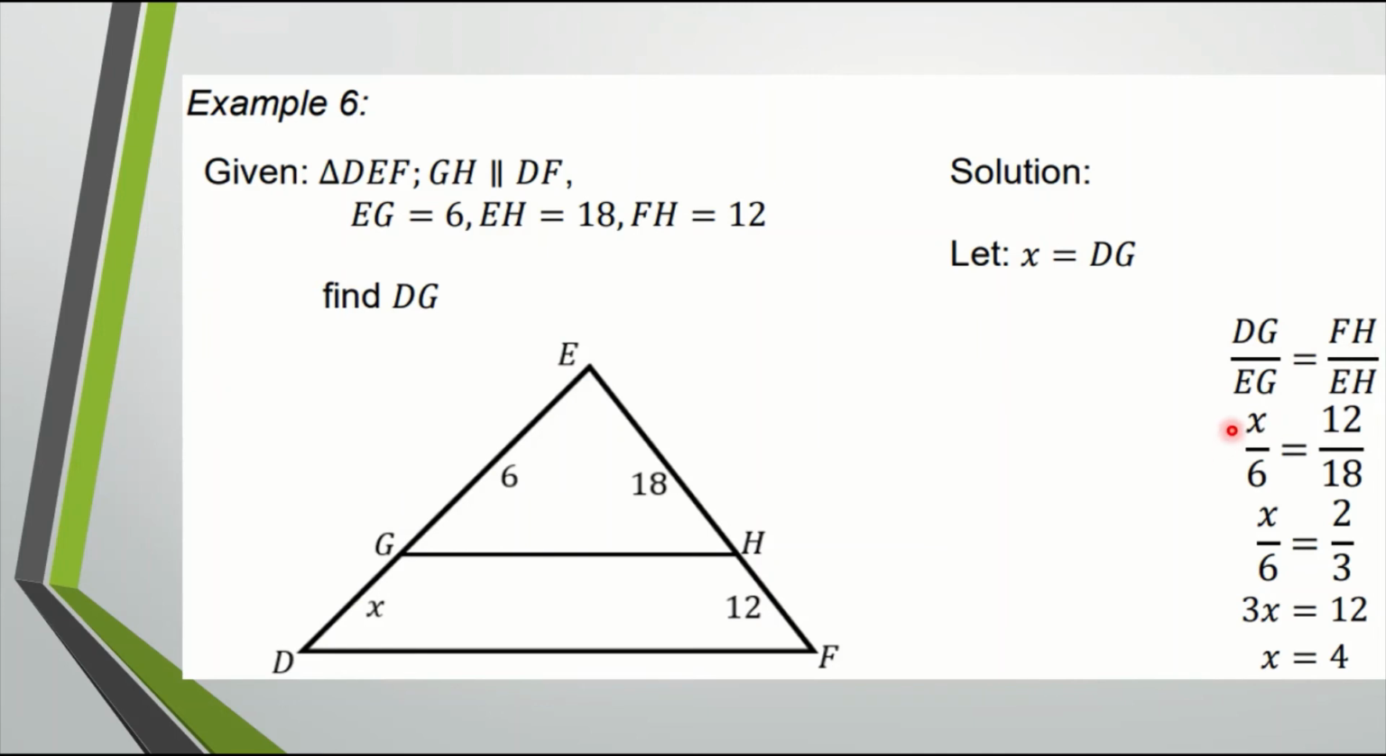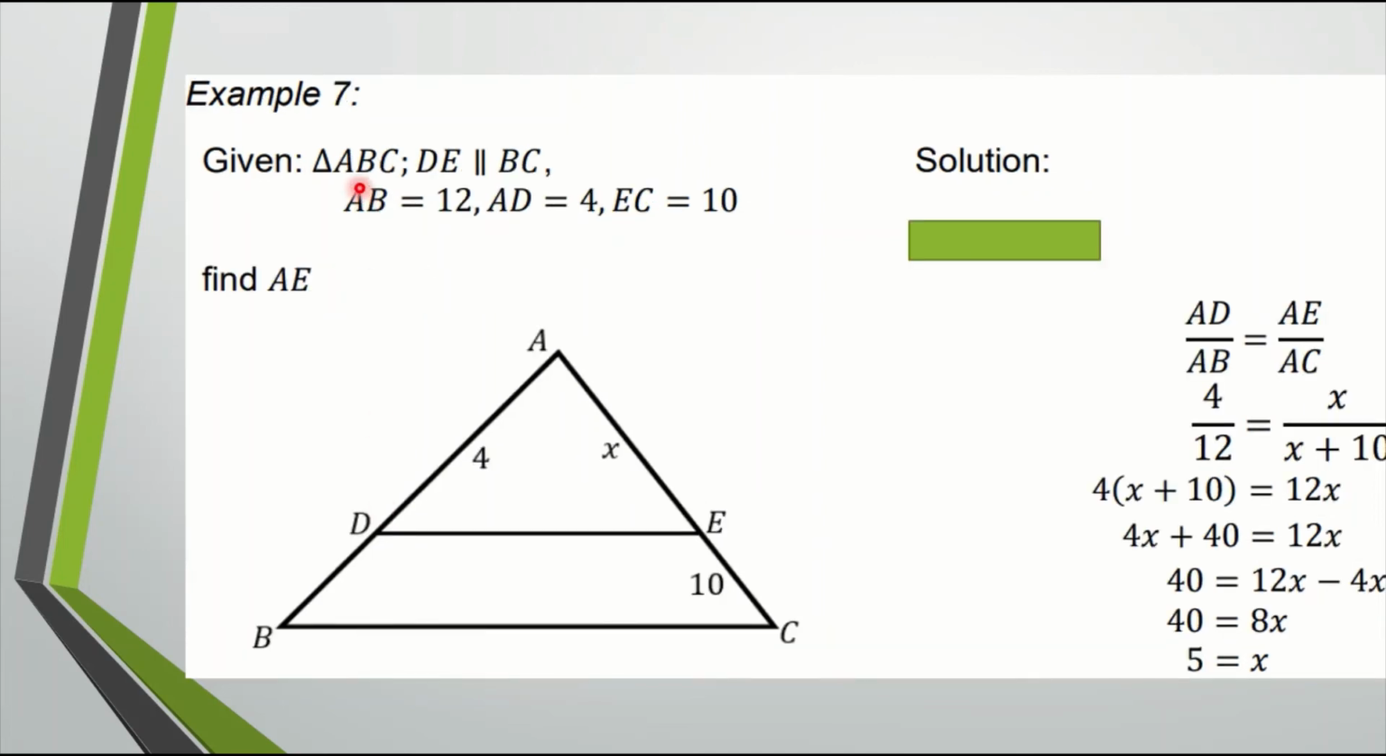Okay? So, DG is X. Let X be DG. And EG is 6. Ito yun. Yung upper left is equal to 12 over 18. So, by cross multiplication or means extremes product law, x times 3 is 3x, 6 times 2 is 12, 3x is equal to 12, x is equal to 4. Dinivide na siya both sides by 3. So, the value of x is 4. So, ang value na itong x pala na to, or ni DG is 4.